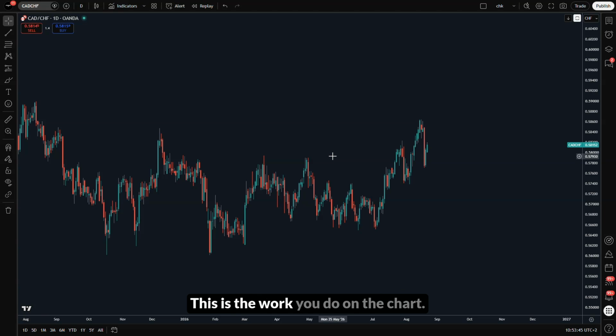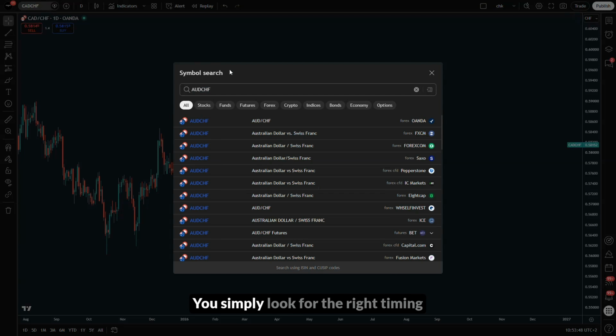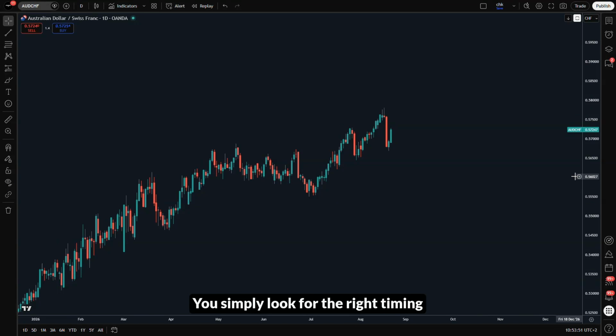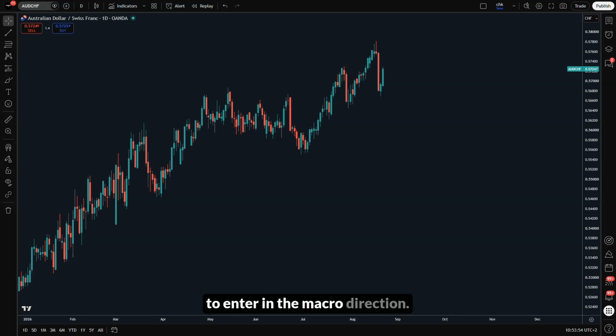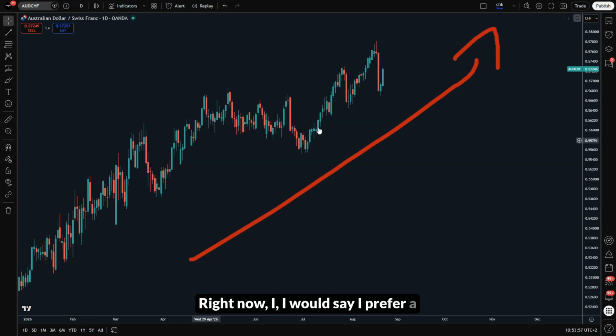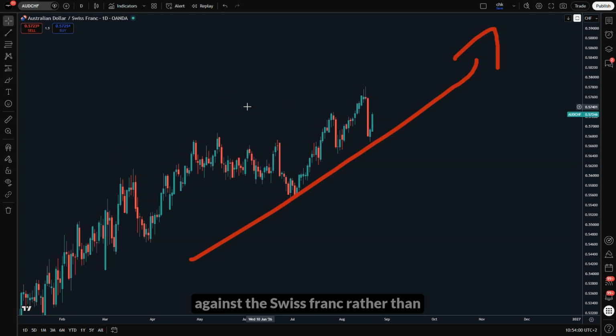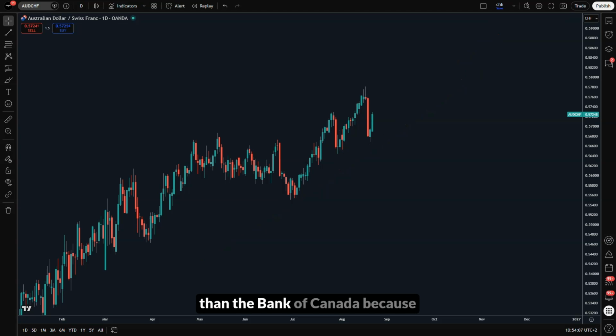This is the chart work. This is the work you do on the chart. You simply look for the right timing to enter in the macro direction. Right now, I would say I prefer a little bit more the Australian dollar against the Swiss franc rather than the Canadian dollar, because the Reserve Bank of Australia has a lot more reasons to be hawkish than the Bank of Canada, because inflation is a lot higher in Australia. But that's all. That is pretty much all you need to know.